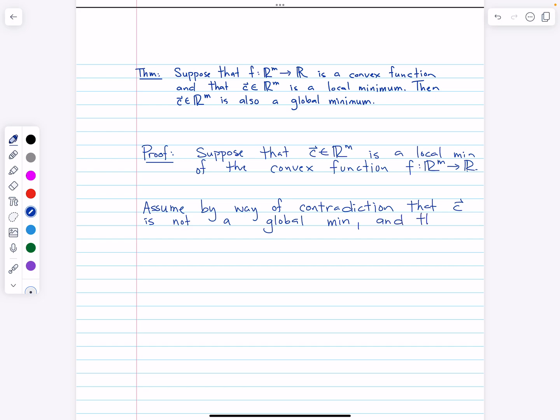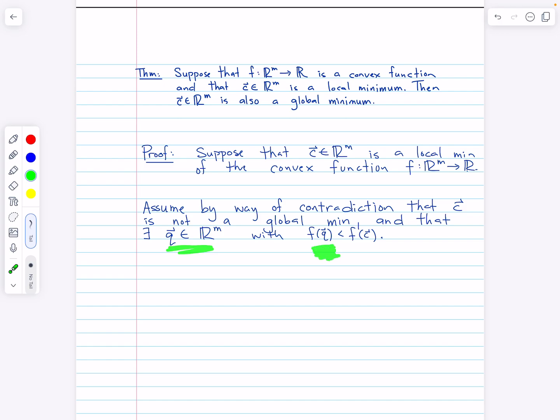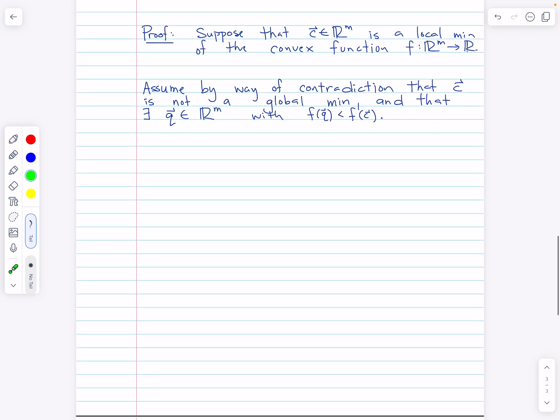And so what would it mean for C not to be a global min? Well, it would mean that there exists a point P, or let's call it Q, with f of Q strictly less than f of C. Right? So if we're assuming that C is not a global minimum, then there has to be some point where the function is less than f of C. Okay? So we're assuming that there is some point Q where the function is less than f of C.